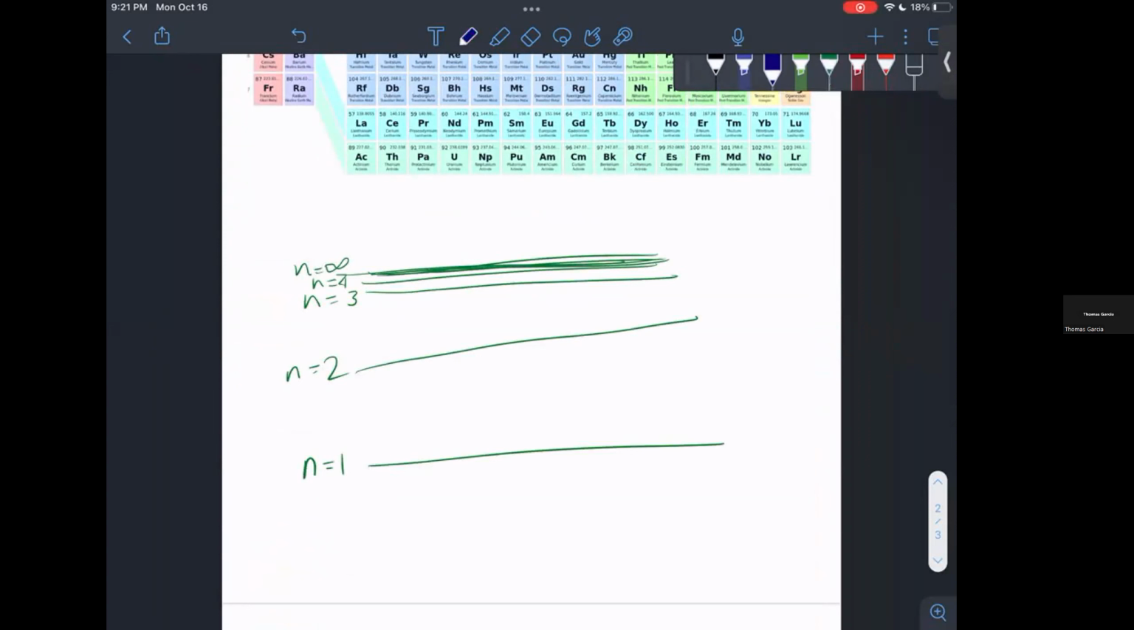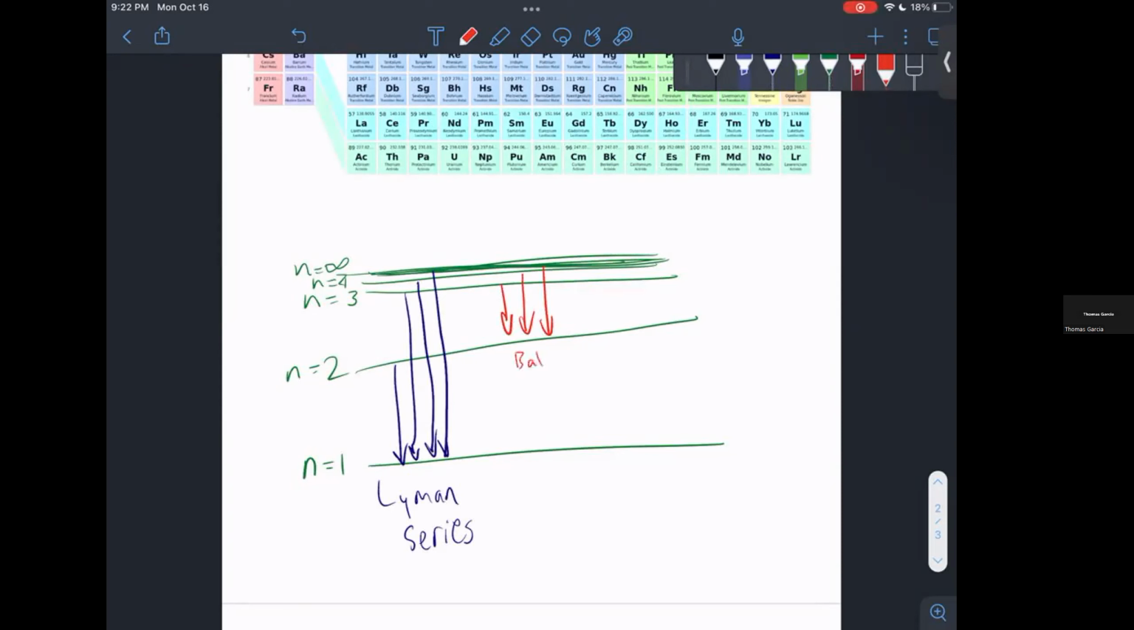So our UV is going to be any drop to n equals 1, and this is going to be the Lyman series. And then our visible is going to be any drop to n equals 2. It's going to be our Balmer series. All right.